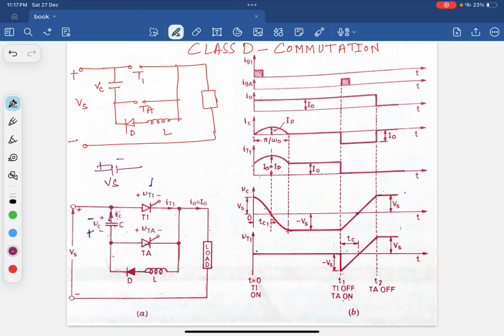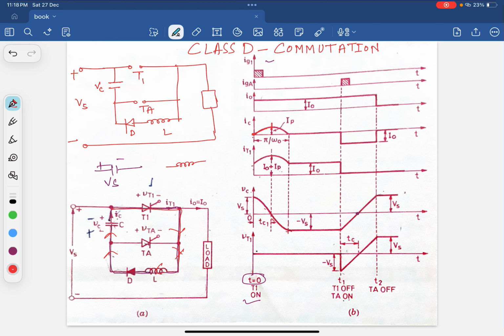As soon as we trigger gate 1, that is at instant t equal to 0, thyristor T1 is on. Now the charging current gets a path to travel through the thyristor T1, the inductor L, and diode D to the capacitor C. You can see it rises to the maximum value, but it rises very slowly. Why? Because of the inductor.